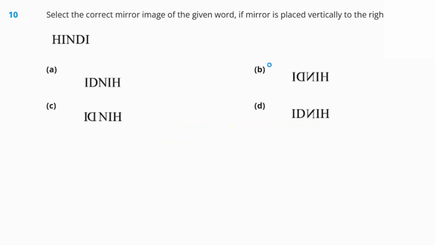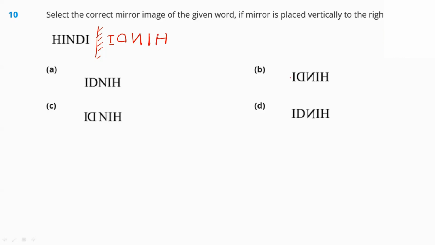Next question. Select the correct mirror image of the given word if the mirror is placed vertically to the right. So if the mirror is placed vertically on the right side in this way, how will the image be formed? It will be I, then it would be D in this way, then N would be in this way, I would be in this way, and H would be in this way.